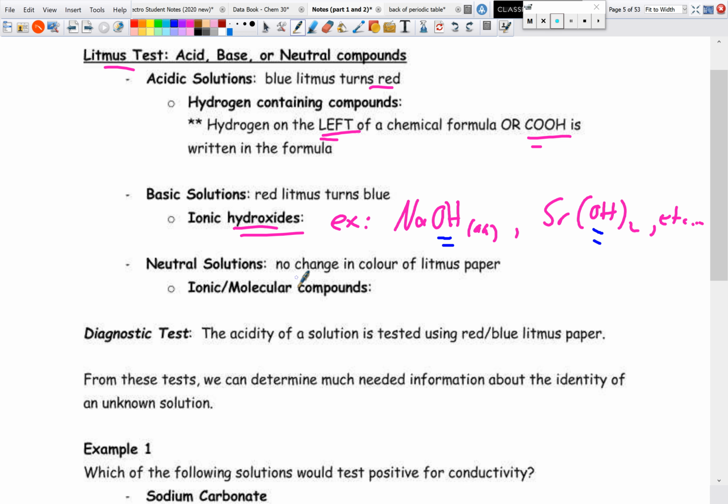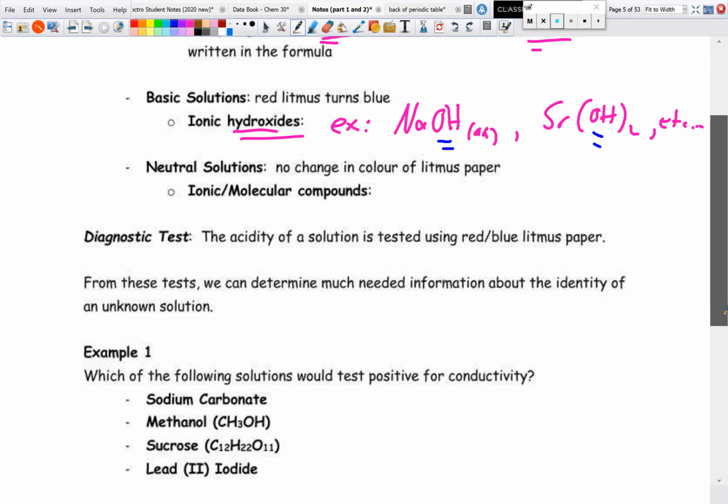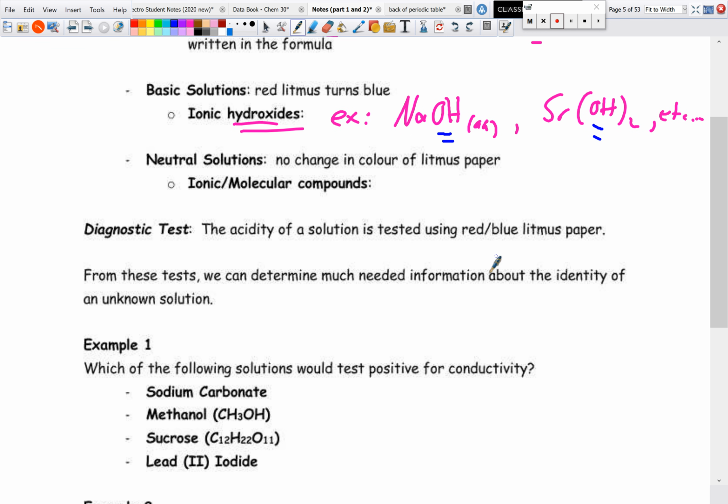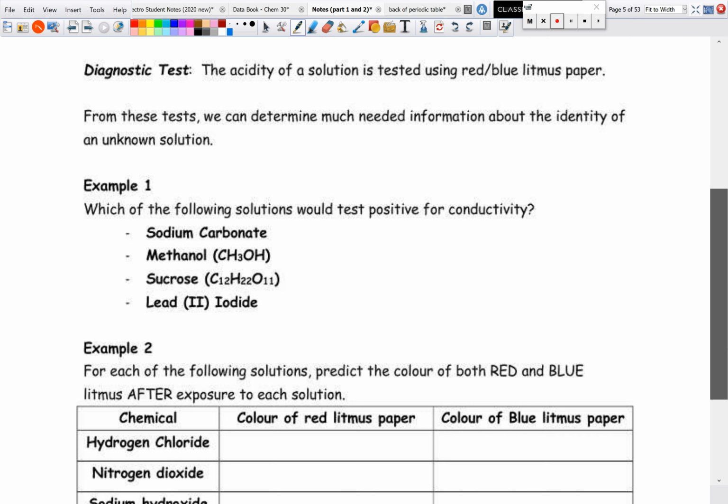And then, of course, for neutral solutions, there's going to be no change in color of litmus paper. So these are all ionic compounds or molecular compounds. As long as it doesn't fall into the acid or base category, then it's going to be neutral. Now, just remember, for a diagnostic test for the acidity of solutions, test using blue or red litmus paper, which you've done in the past before. And this will help tell you if something is going to be acidic or basic.